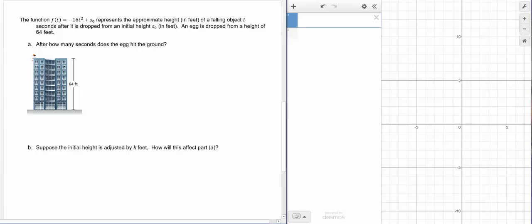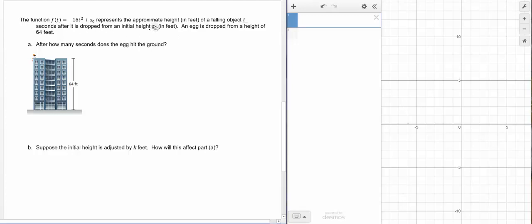Here's an example of a problem where the zeros are exactly what we're after, and it's going to tell us something about this physical situation. In this problem, f of t equals negative 16t squared plus s sub-zero. This represents the height in feet of a falling object t seconds after it's dropped from some initial height s sub-zero.